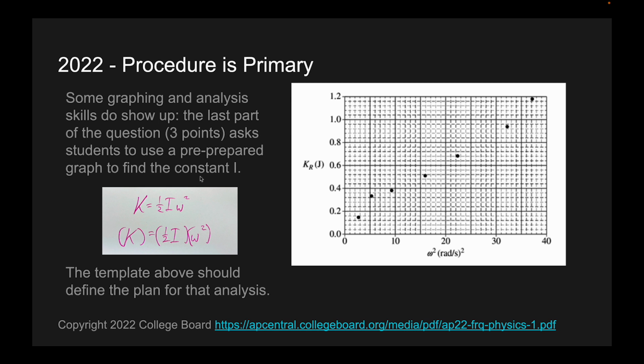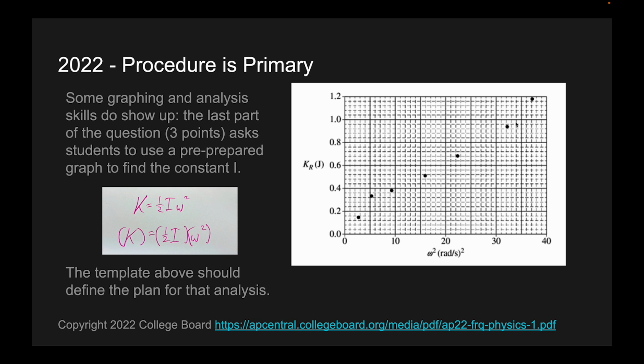We also have some data that is aimed specifically at the kinetic energy of the spinning wheel. They give you this graph, and they're very transparent in what you would need to do for the linearization. You just have to be able to catch up with the plan that they had. Well, if I take my 1/2 I omega squared equation and put that into an equation template, this plan is if kinetic energy is on the y and omega squared is on the x, my slope should be equal to 1/2 I. So that's what you do.